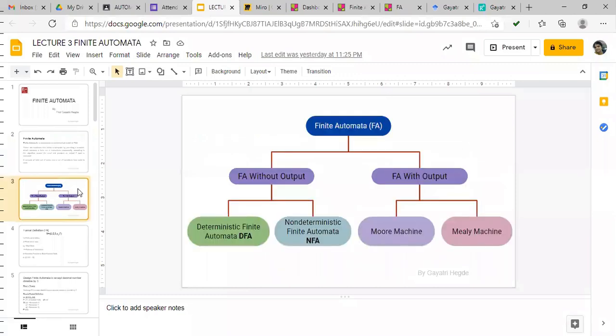Finite automata is broadly divided into finite automata without output and finite automata with output. In finite automata without output, we have DFA, deterministic finite automata, and non-deterministic finite automata. In finite automata with output, we have the Moore machine and Mealy machine. We are dealing with deterministic finite automata, or I can say finite automata. Finite automata can be considered as DFA. You have to remember this. If they say finite automata, it is usually deterministic finite automata. The differentiation between DFA and NFA we will see after a few lectures on finite automata.